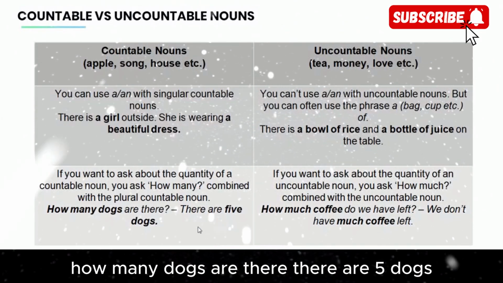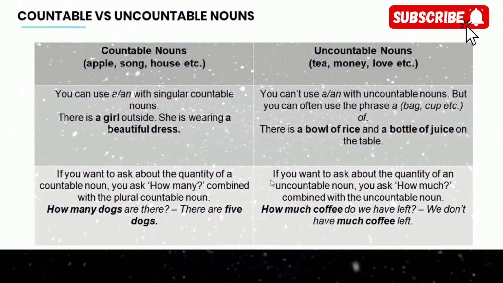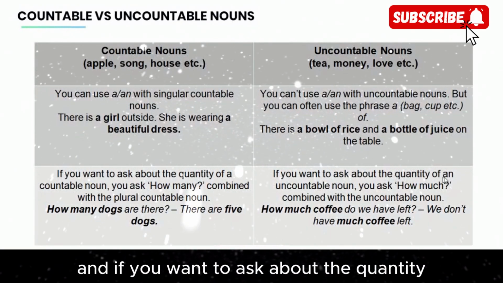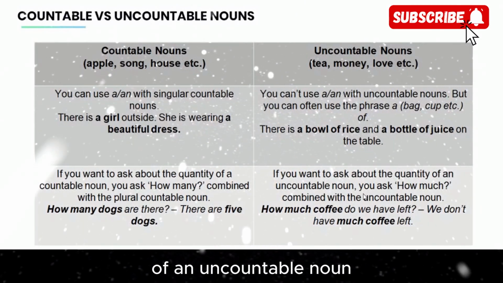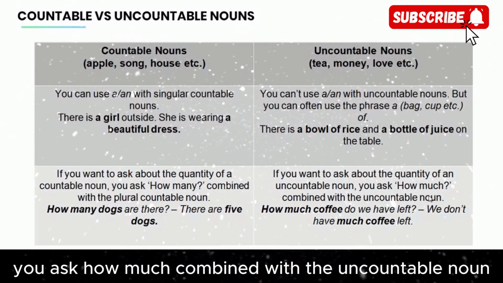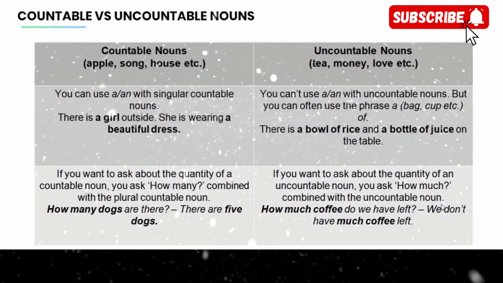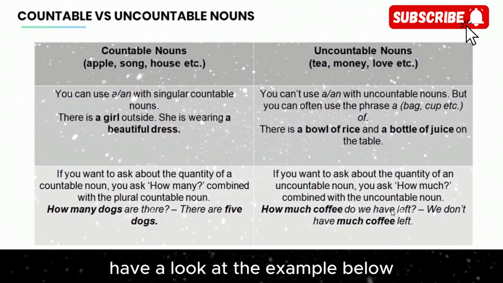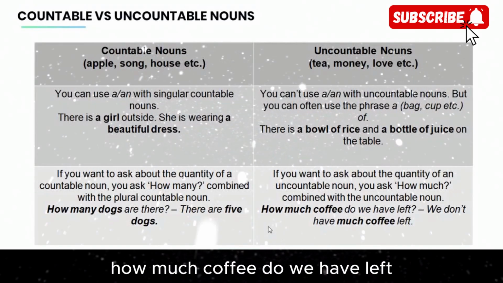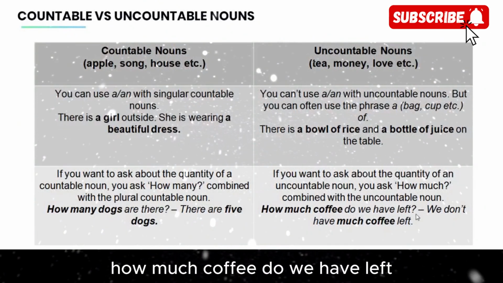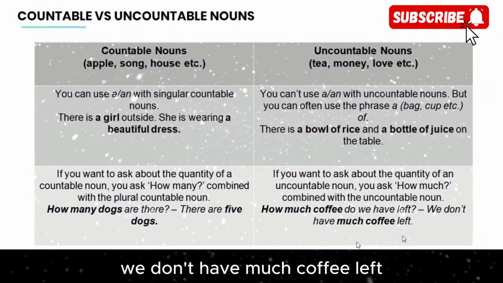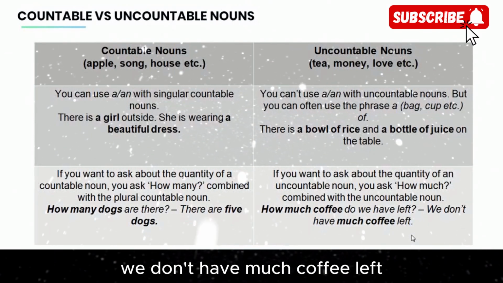There are 5 dogs. And if you want to ask about the quantity of an uncountable noun, you ask how much combined with the uncountable noun. Have a look at the example below. How much coffee do we have left? We don't have much coffee left.